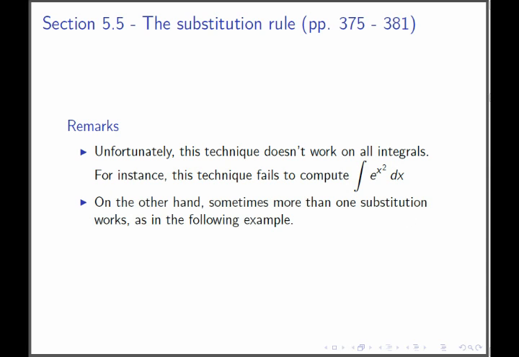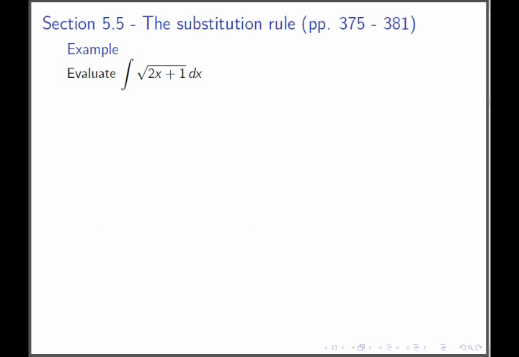On the other hand, sometimes more than one substitution will work. The next example is such a case. So let's try to compute this integral with the method of substitution. What I'm going to do is let u equal 2x plus 1. My reasoning for doing this is that I know how to take the antiderivative of square root of x, and so I want to replace the thing underneath this square root with just a single variable, u.